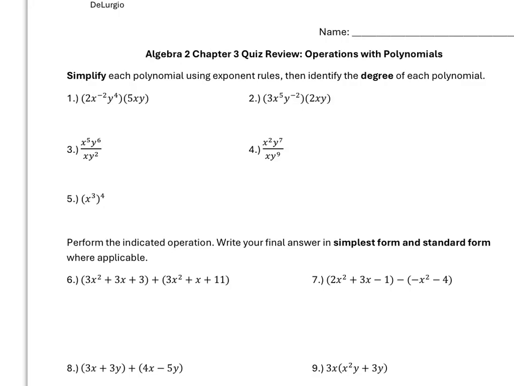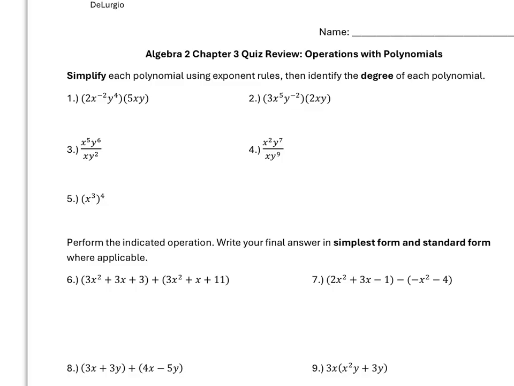All right, this is the quiz review for our Chapter 3 quiz, which is just adding, subtracting, multiplying, and dividing all types of polynomials. So pay close attention to signs when we get to that point. Number 1 is just simplifying using exponent rules. So we are going to simplify each version, and then we're going to identify the degree of each polynomial.